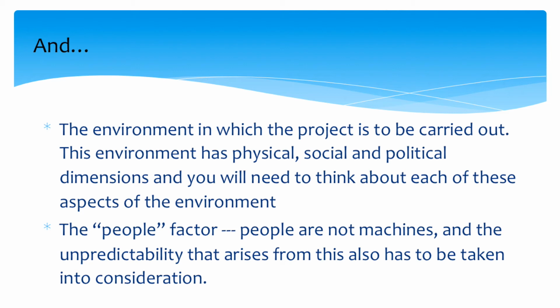The environment in which the project is to be carried out. This environment has physical, social, and political dimensions, and you will need to think about each of these aspects of the environment. 再有就是环境，这些环境可以是物理的环境、客观的环境，比如有没有路，有没有山，有没有河，有没有建筑物等等，还有 social 社会的环境，还有 political 政策的环境，这些方面都需要考虑。The people factor 人的因素。People are not machines, and the unpredictability that arises from this also has to be taken into consideration.